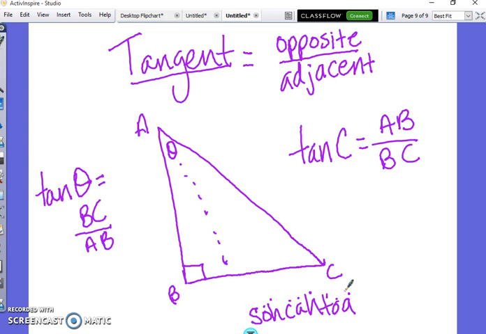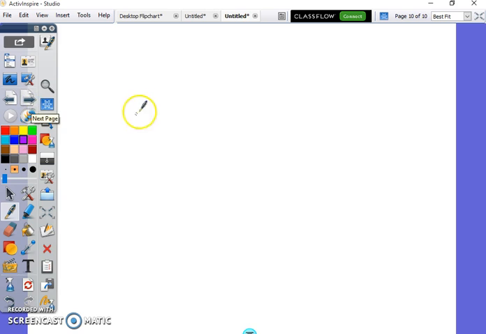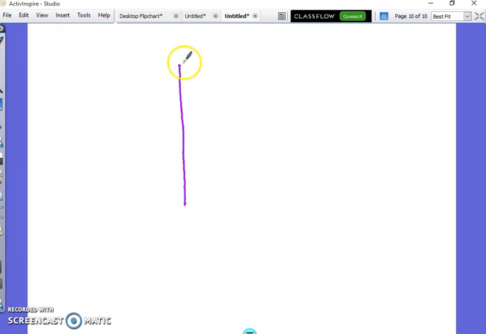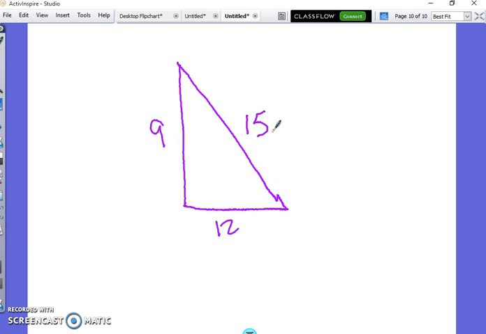So let's put this into practice. Let's say we have a 9, 12, 15 triangle, and we're about to find the angles. I'm going to say that this is A, this is B, this is C.